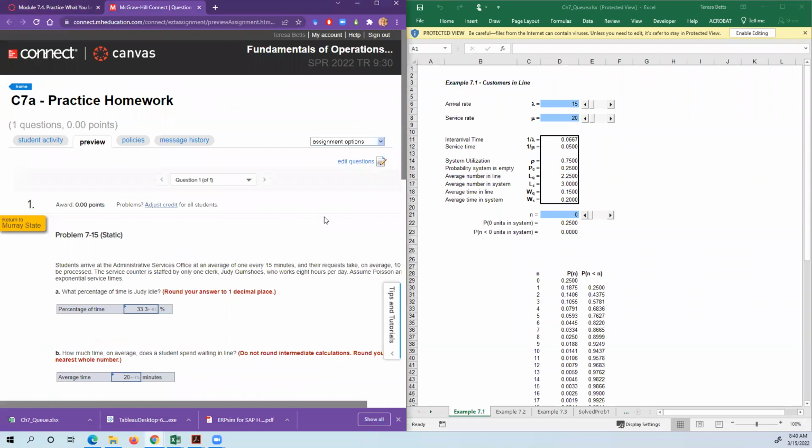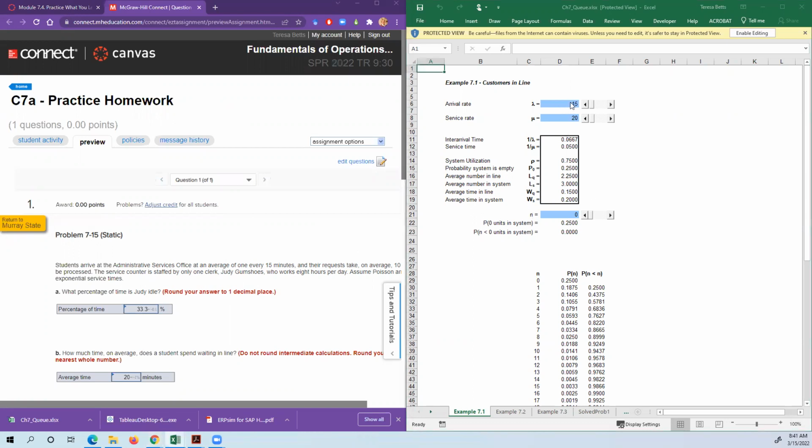All right. So from the lecture, what you should have recalled is that to understand what's happening in waiting lines and the length of waiting lines, we need a couple of key pieces of information. One of them is what's called lambda, which is the arrival rate, and the other one is mu, which is the average service rate, okay? And so in this particular example, a customer arrives every 15 minutes and their requests take on average 10 minutes to be processed, okay? The service counter is staffed by only one clerk and she works 8 hours a day, which at this point is not really relevant.